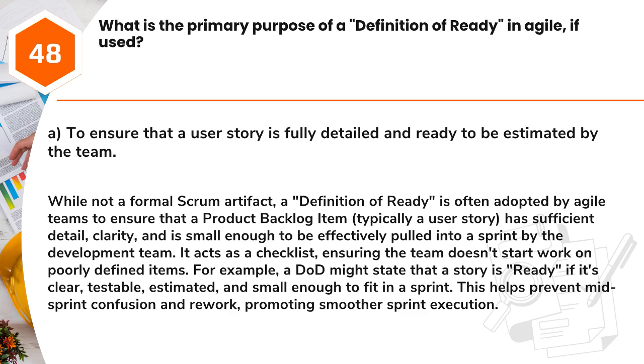It acts as a checklist, ensuring the team doesn't start work on poorly defined items. For example, a definition of ready might state that a story is ready if it's clear, testable, estimated, and small enough to fit in a sprint. This helps prevent mid-sprint confusion and rework, promoting smoother sprint execution.